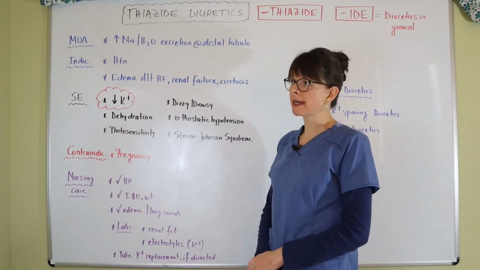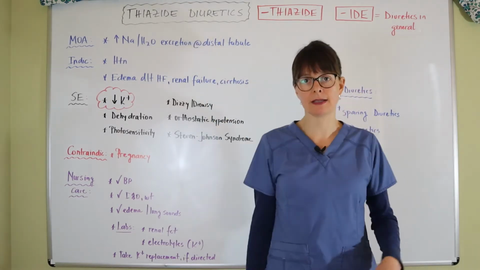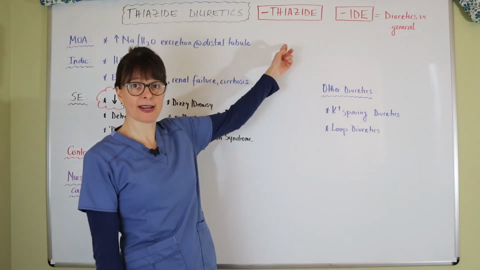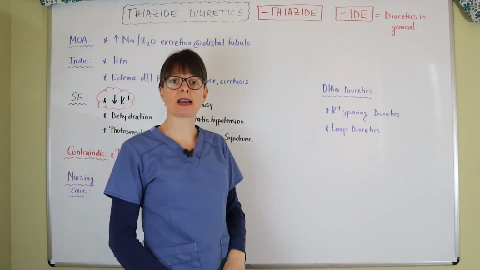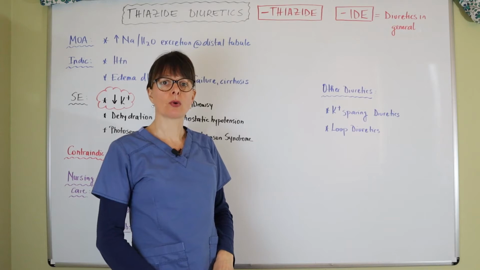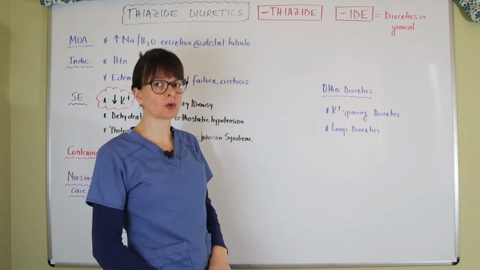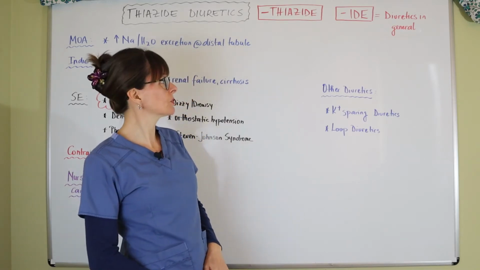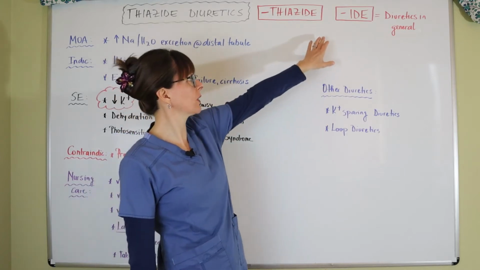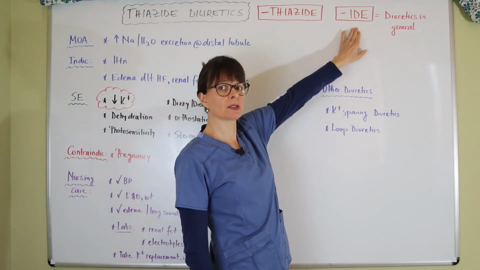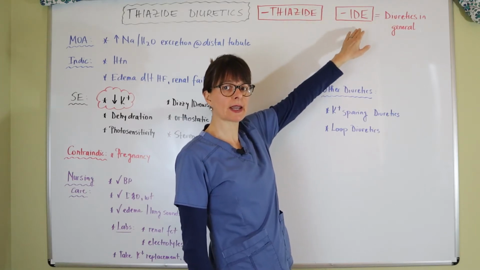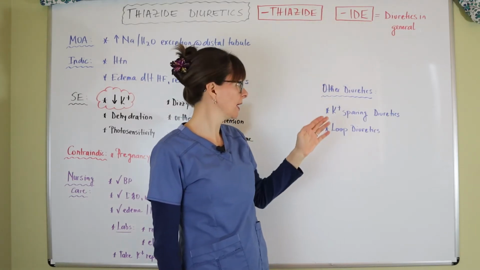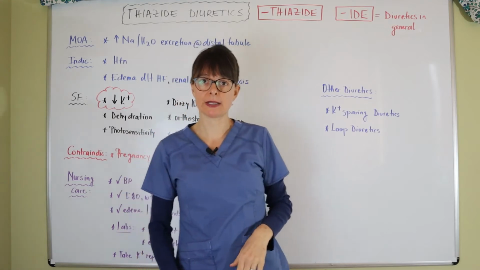So for thiazide diuretics, their ending is -thiazide, which is pretty self-explanatory. A very commonly used example is hydrochlorothiazide, or also chlorothiazide. So those are very commonly used. And diuretics in general end in -ide. So that's something to remember whenever you see something ending in -ide. It is most likely a diuretic, and then you'll just have to determine which type of diuretic it is.